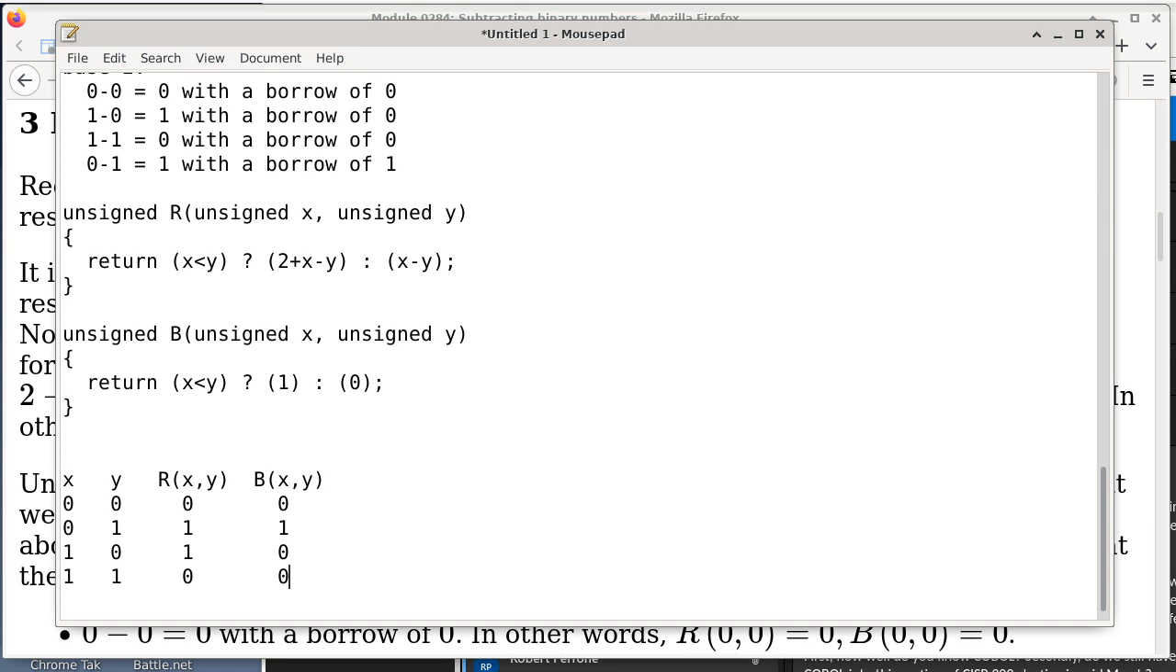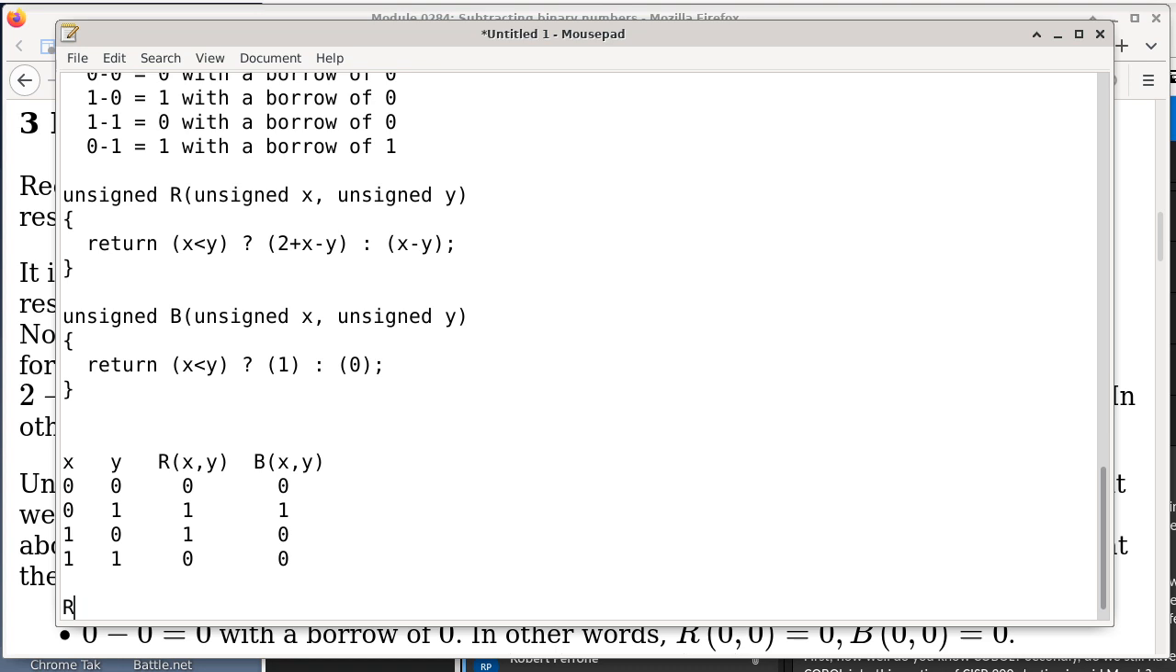What about the B column? The B column looks a little bit awkward, right? I don't think we have a single Boolean operator that can do this, because the only time b of xy is a 1 is when x is a 0 and y is a 1. How can we make that happen?